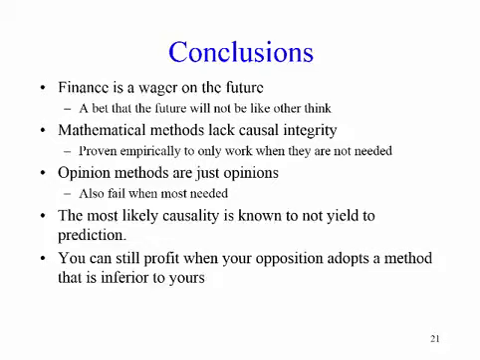The greatest problem with opinion methods is that they also fall foul of the problem of failing when they're most needed. What we have seen is that the most likely causality is known to give us a chaotic system. And the one thing we can conclude from chaotic systems is that they do not yield to prediction. It's important for us to explore chaos better, and I do recommend that better students explore chaos mathematics and the implications of chaos for finance further.